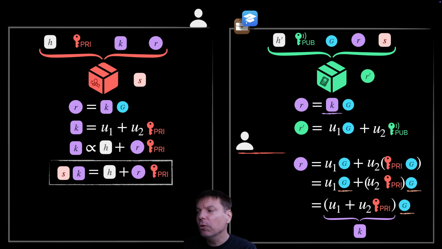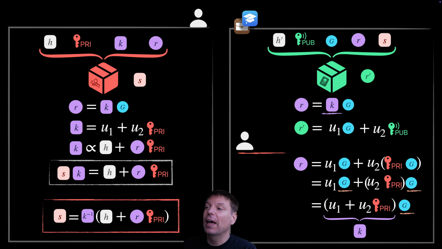We are going to multiply both sides by the inverse of k to get the value of s. And there we've done it. We now have an expression that can calculate the value of s, the output of our signature forge function, which serves as part of our signature.